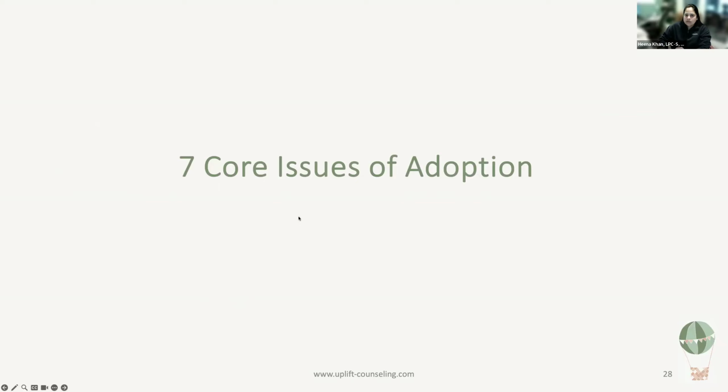So let's talk about the 7 core issues of adoption. The reason this is important is because in our work, whether it's traditional talk therapy or even Sandtray therapy, these themes can emerge. And I want to talk about them from each perspective: the birth family perspective, the adoptee perspective, and then the adopting parent or family's perspective, right? Because we want to understand that these 7 core issues are running through all 3 in that triad, right? And we can't ignore it.